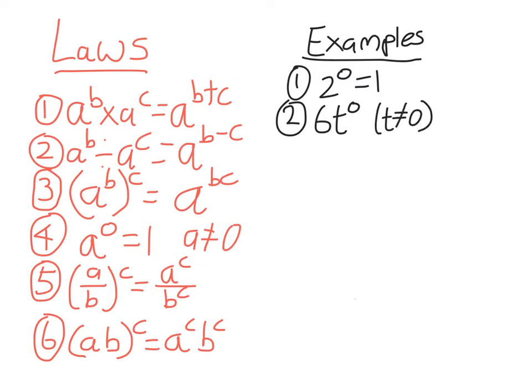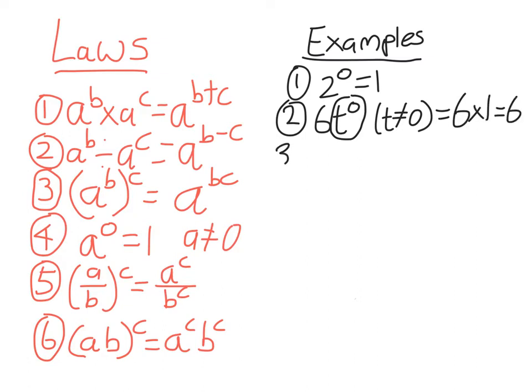Okay, so we have to make sure we get our order of operations right. Raised to a power comes before multiplication. So the order of operations, brackets first, then raised to a power. So we have to do the thing circled first. So this would actually equal 6 times 1, because t to the power of 0 is 1, which just equals 6.